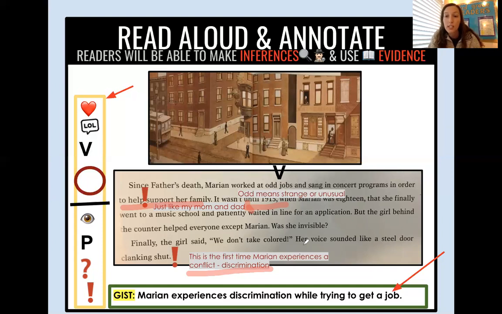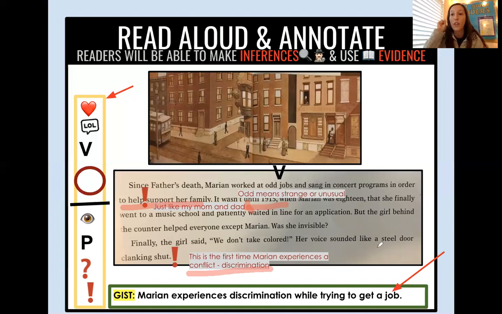But unfortunately, because of Jim Crow laws and because of segregation, Marion didn't have that same opportunity. So this is a problem for her. She has to think of another way to go to school and to reach her dream. That's very surprising, which is why I annotated that on the page.